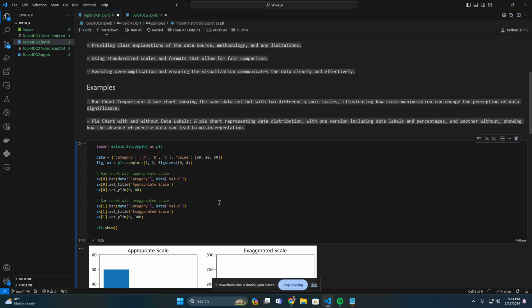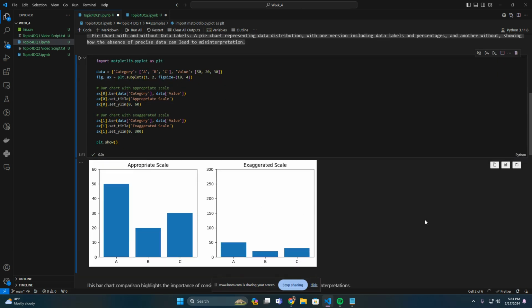So for bar chart comparison, I wanted to show you guys this. An appropriate scale for this is on the left, and the exaggerated scale is on the right. You could downplay a lot of data by using an exaggerated scale.